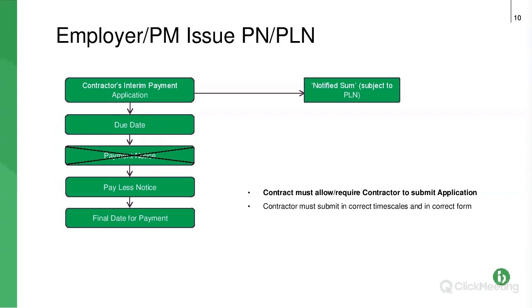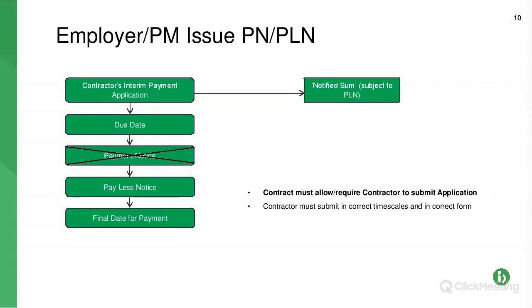So this is a situation exactly the same on the left-hand side, exactly the same procedure, but you'll see that we've crossed out the middle item, which is the payment notice. So in this scenario, the paying party has failed for whatever reason to issue the payment notice. So the contractor's interim payment application is the prevailing notice, subject to the paying party issuing a pay less notice, so the penultimate box.